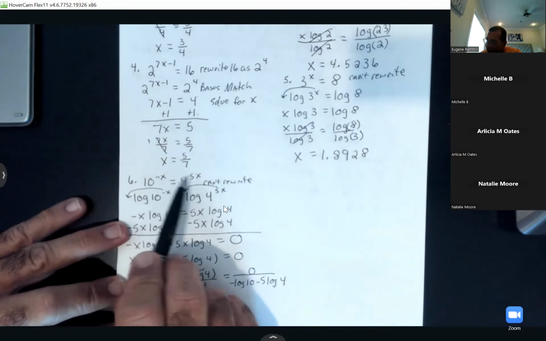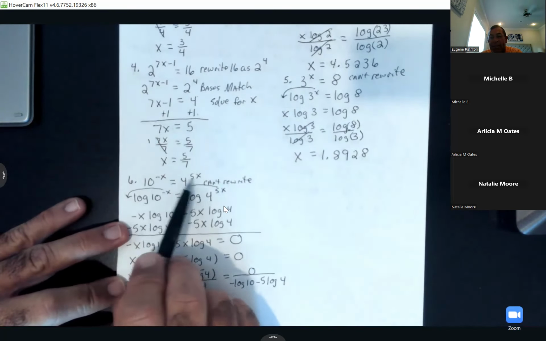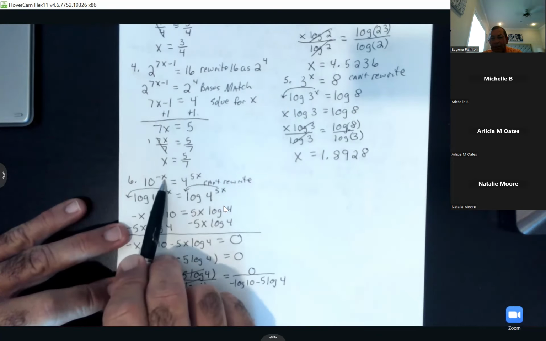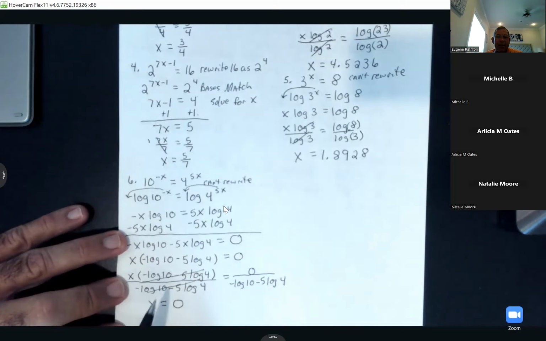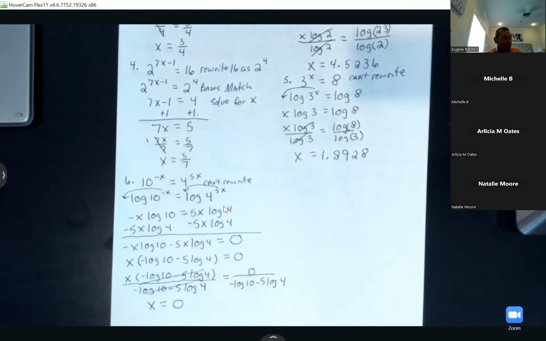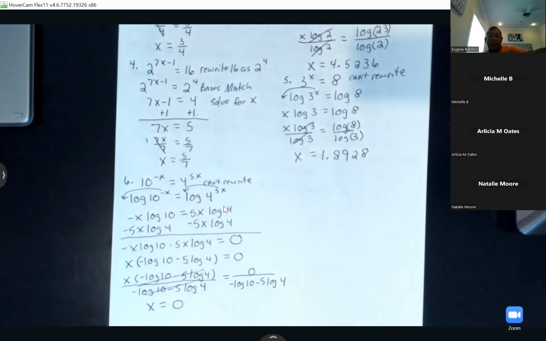So if you got that variable on both sides in this number 6, like I do, the only answer you're going to get out of that is a 0, okay? So that's sort of tricky. A lot of work just to get a 0.